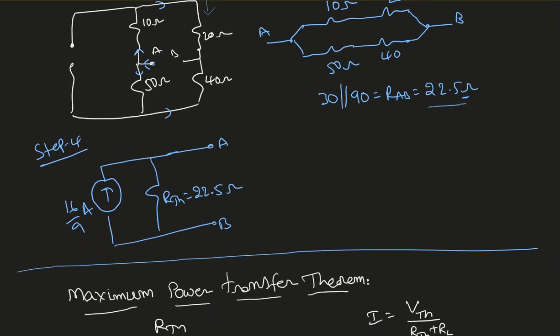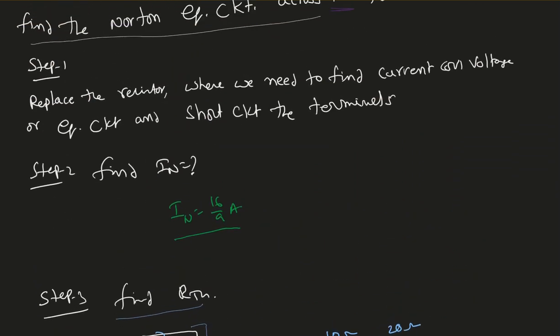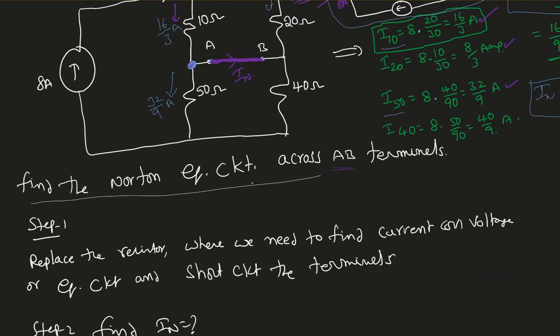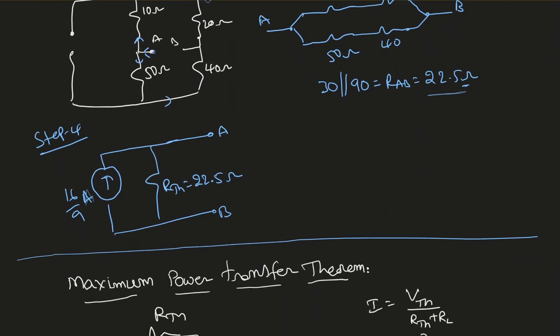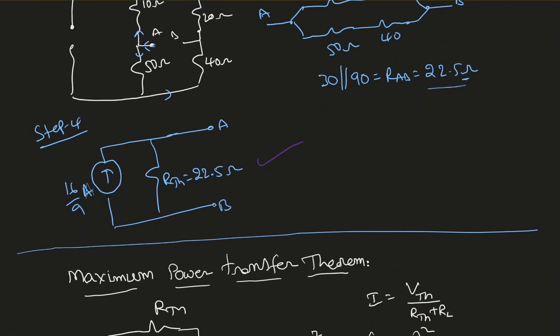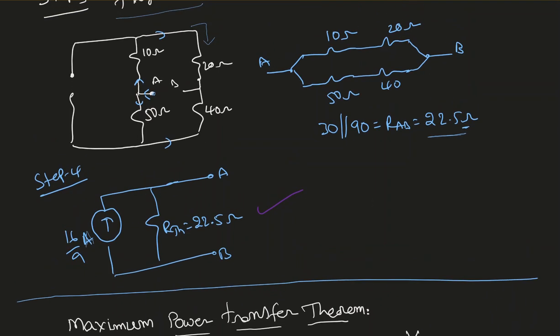In step 4, draw the equivalent circuit. So I have a current source of 16/9 ampere and Rth is 22.5 ohm. Now, whatever resistance we removed in step 1, we're going to connect it back here. But in this particular example, we were asked to just find the Thevenin equivalent circuit across the AB terminals. So we found the Thevenin equivalent circuit across the AB terminals. So this is the Thevenin theorem.